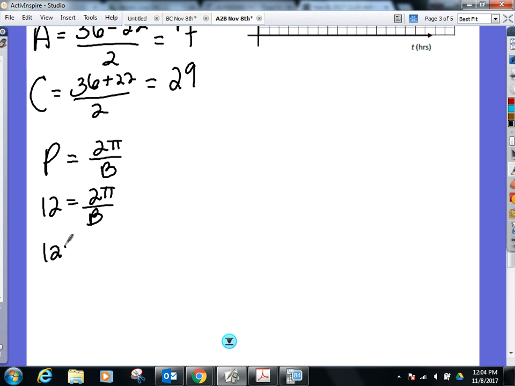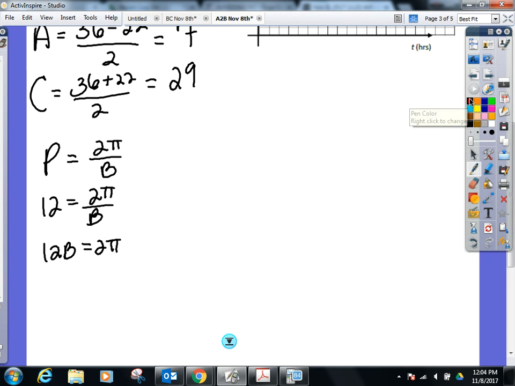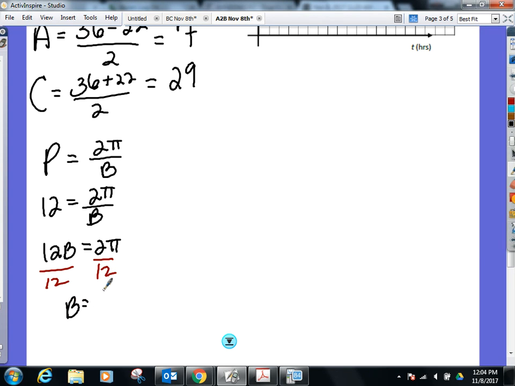So I have 12B equals 2 pi. Go ahead, divide both sides by 12. B equals, I'd like you to reduce it, pi over 6. Keep the pi in your answer. Obviously, don't go to the calculator. You know how I feel about the decimals.